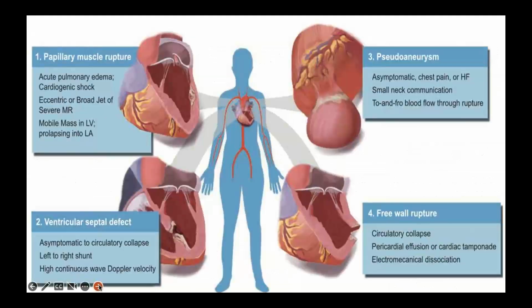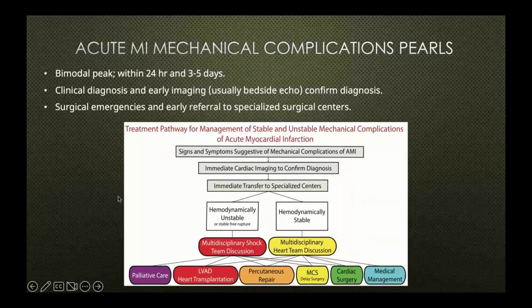So the main focus of my presentation is to talk about these four conditions: papillary muscle rupture, ventricular septal rupture, pseudoaneurysm, and free wall rupture. I'll talk about each specific case in my presentation, but before doing so, these complications share common features, and all of them have bimodal peaks, which means that they usually happen in the first 24 hours, and then the risk is high again in day 3 to 5.